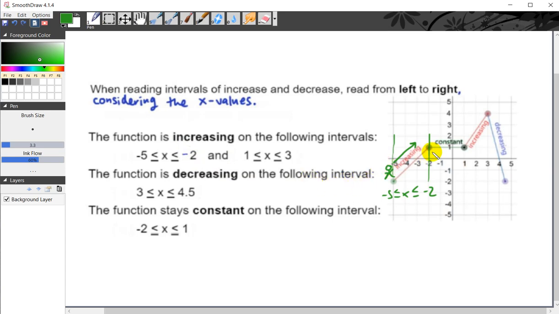Okay. And then what I also see is another interval of increase where the slope is increasing is here, right? So this is where Shyla also will go up the mountain. Okay, so that interval would be from 1 until 3.